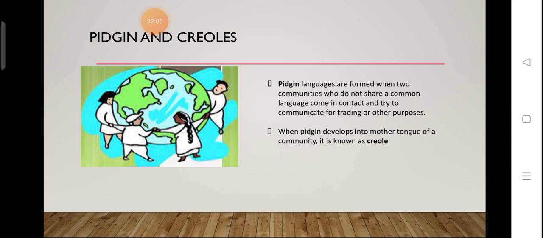But when this Pidgin becomes the mother tongue of a speech community, because the children of the Pidgin speakers, when they are born, listen to this Pidgin and the Pidgin becomes their mother tongue. So when Pidgin acquires the status of the mother tongue of a community, or when Pidgin develops into the mother tongue of a community, it is known as Creole. And the first native speakers of Creoles are the children of Pidgin speakers.